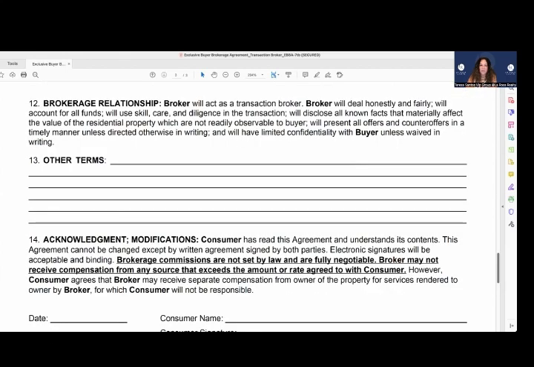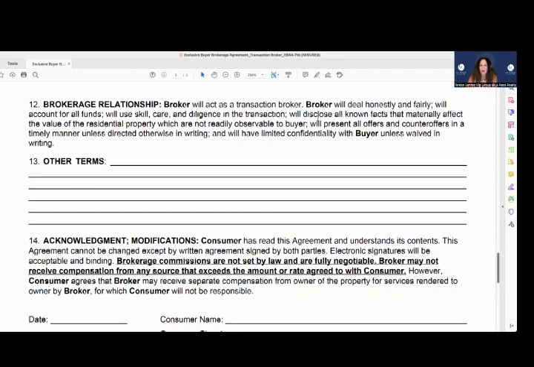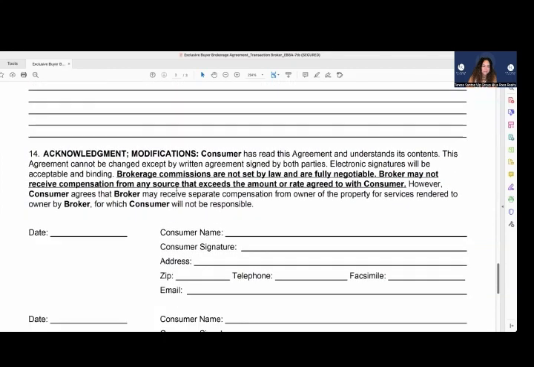Okay. Brokerage relationship. Broker will act as a transaction broker. We've always been a transaction broker, which means we can do both sides of the deal, right? We're available to be able to do both sides of the deal if we need to. Okay. We'll present our offers and counter offers in a timely manner. So that's just very self-explanatory, with buyer unless waived in writing, and obviously other terms.